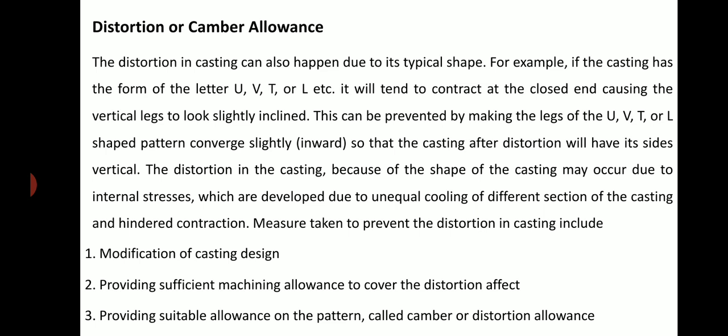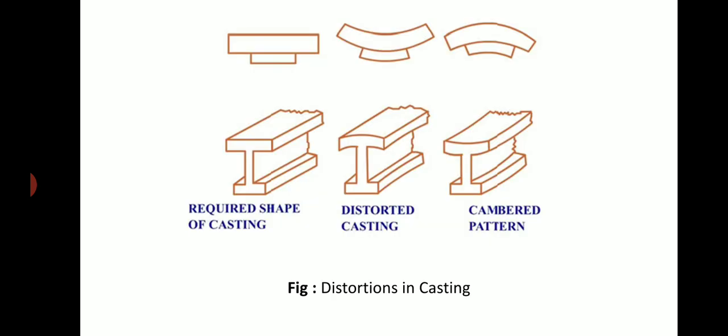The distortion in the casting because of the shape of the casting may occur due to internal stresses which are developed due to unequal cooling of different sections of the casting and hindered contraction. Measures taken to prevent the distortion in casting include modification of casting design, providing sufficient machining allowance to cover the distortion effect, providing suitable allowance on the pattern called camber or distortion allowance. The diagram showing distortion in casting, required shape of casting, distorted casting, cambered pattern.